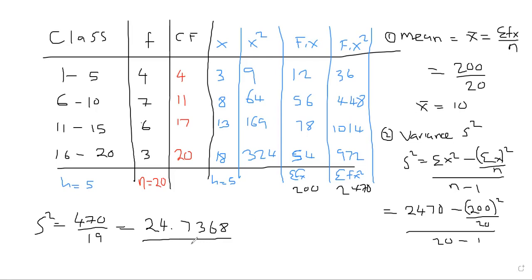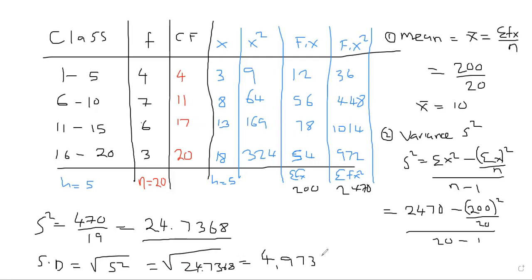And to get the standard deviation, we take the square root of our variance. Square root of 24.737, we get what? 4.9736. So that is how we find our standard deviation.